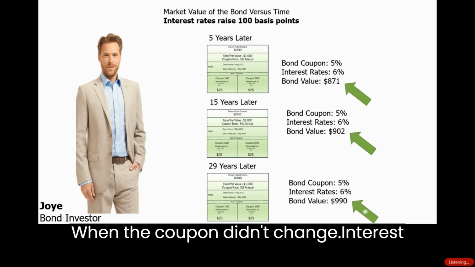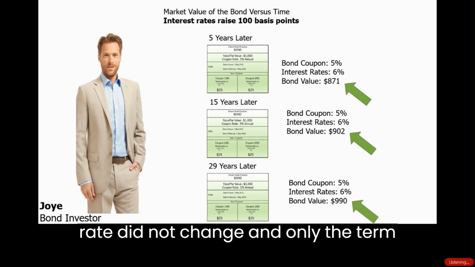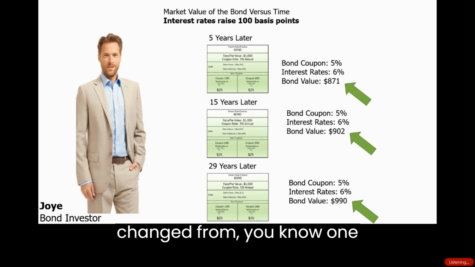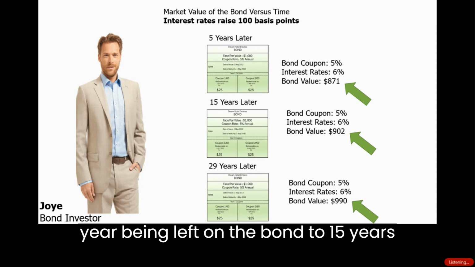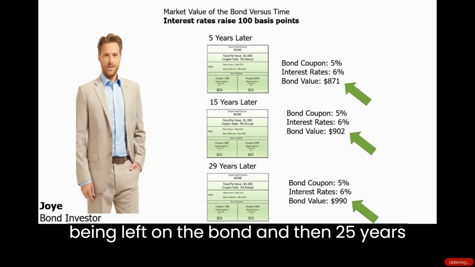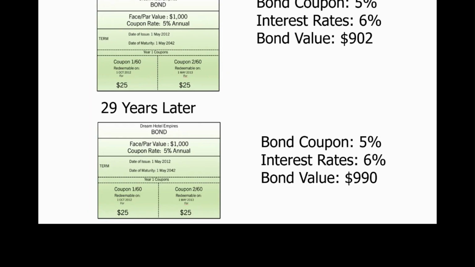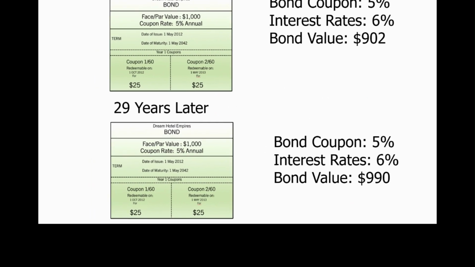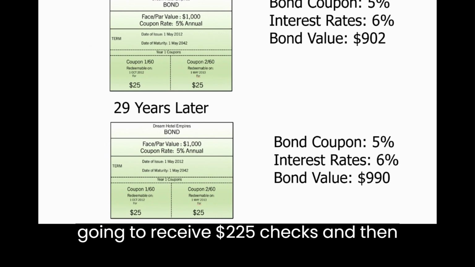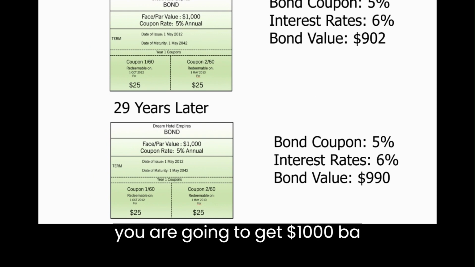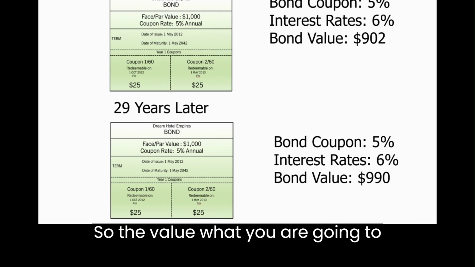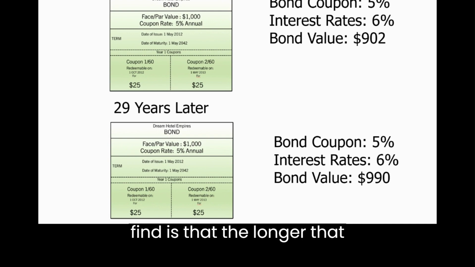The coupon didn't change, the interest rate did not change, and only the term changed, from 1 year being left on the bond to 15 years being left on the bond, and then 25 years being left on the bond. What you are going to find is if you buy that bond at the 29-year mark and there is only 1 year left, you are going to receive two coupons. You are going to receive two $25 checks, and then you are going to get $1,000 back. So why would I be willing to pay a lot less for this bond, knowing that I am going to get back my $1,000 at the end of the year?